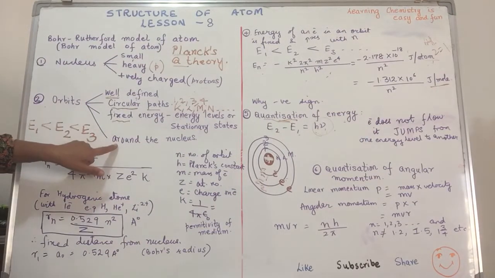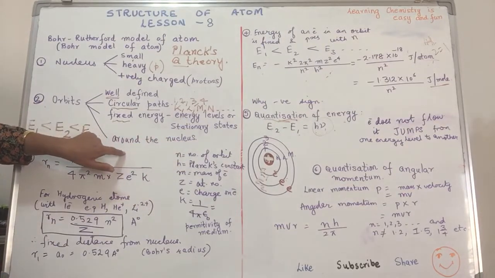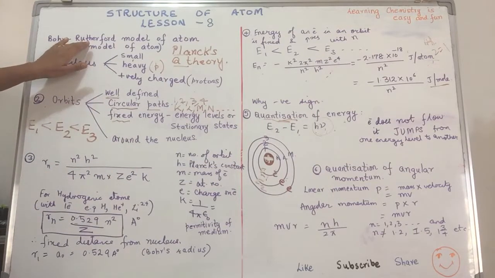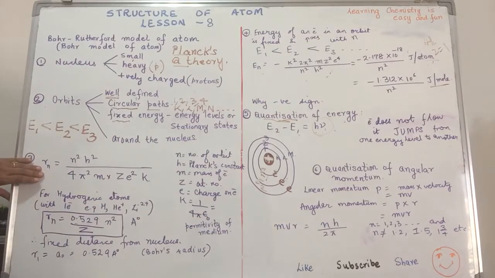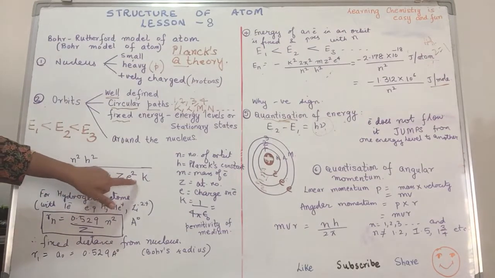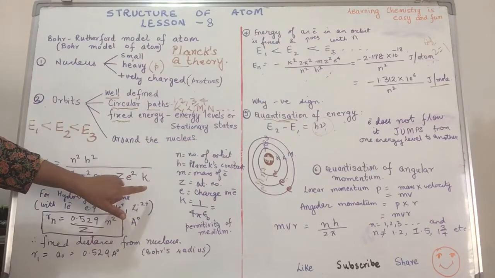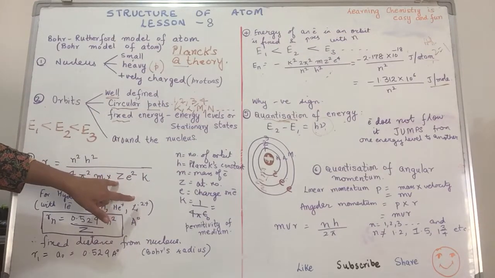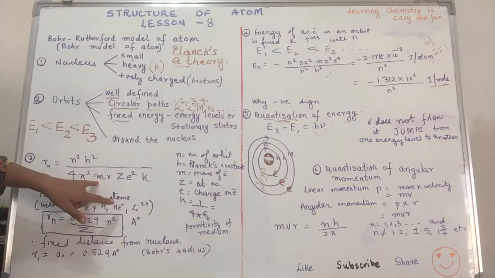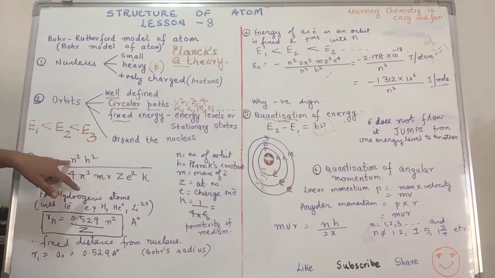These electrons, the last point, are moving around the nucleus. They are not associated inside, which is very much what Rutherford had suggested in his model. Coming to, as I stated earlier, these are well-defined circular paths. So there is a value associated with these circular paths. Rn, that is the radius of an orbit, is given by n square h square upon 4 pi square m z e square k. K again permittivity, e charge of the electron, Z the atomic number, m the mass of the electron, 4 pi square, n is the number of the orbit.